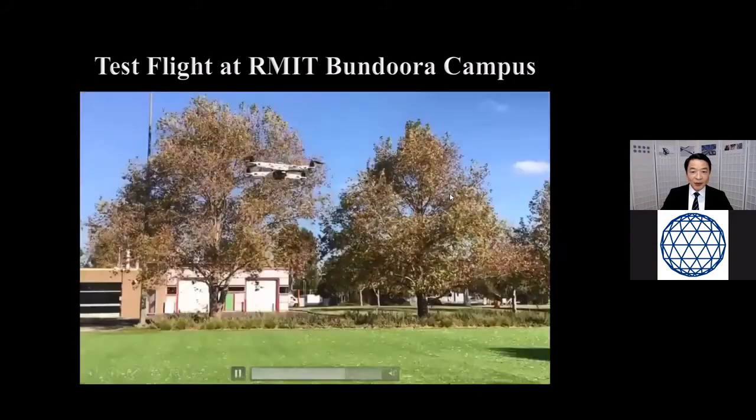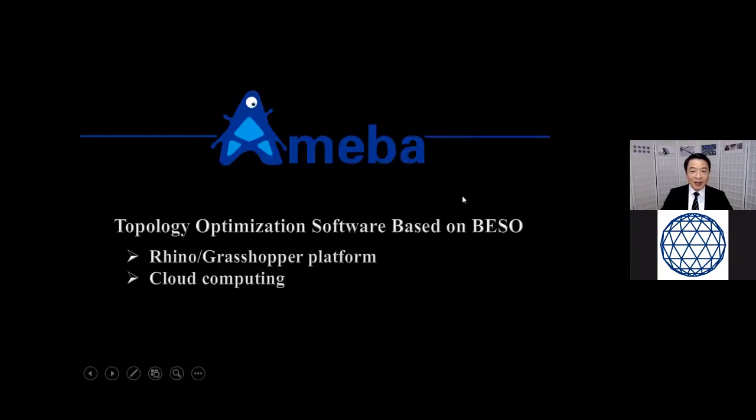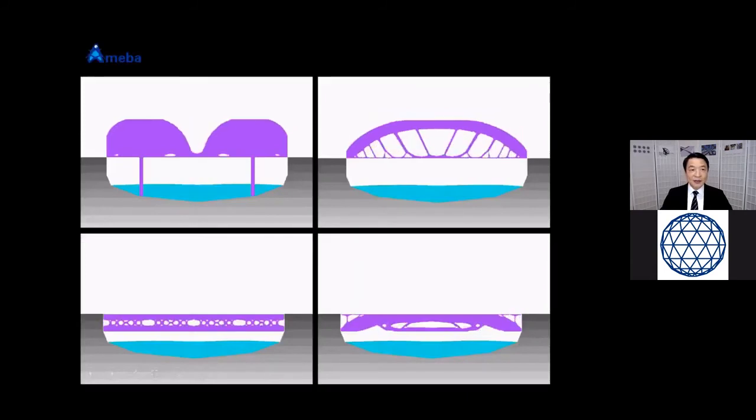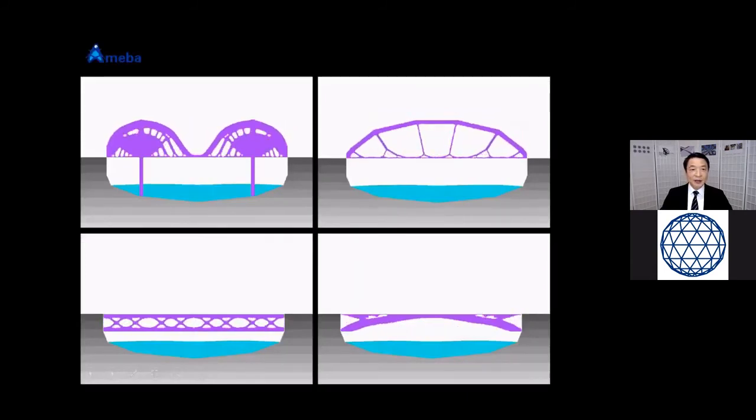And we have implemented our BISO technique in a very popular software package called Ameba. Because we work with many architects, we have developed it on the platform of Rhino Grasshopper, and all the computation is done on the cloud. So these are some of the examples we can do using our simple Ameba software.